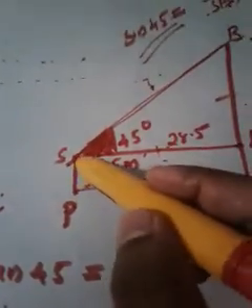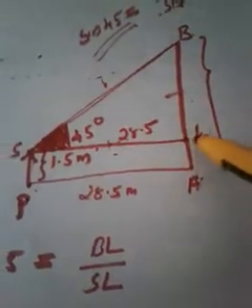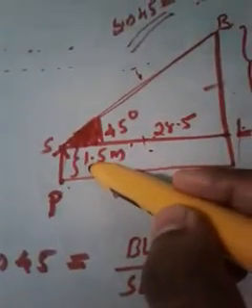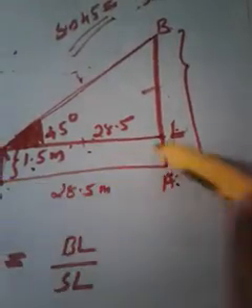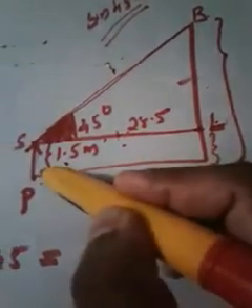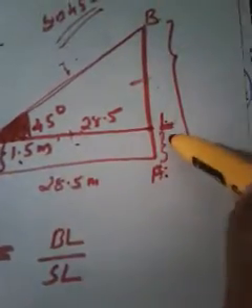What is LA? Is there any idea about LA? See, LA will be the same as SP. From the figure it is very clear that SP is nothing but LA, and SP is the height of the observer, that is 1.5. So LA also should be the same height, 1.5.